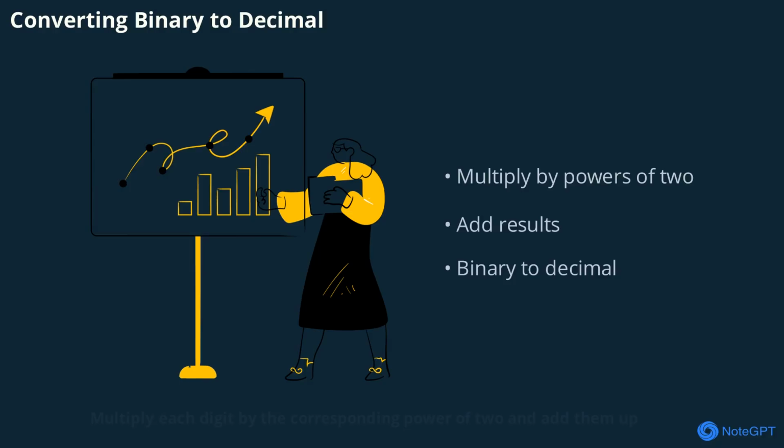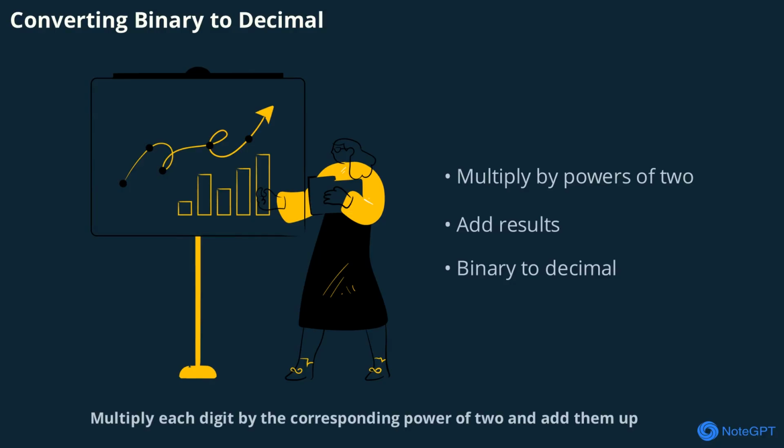To convert a binary number to decimal, you use the place values of each digit. Multiply each digit by the corresponding power of 2 and add them up. For example, the binary number 1101 is 1 times 8 plus 1 times 4 plus 0 times 2 plus 1 times 1, which equals 13 in decimal. This method helps you see how binary numbers work and how they relate to the decimal system.